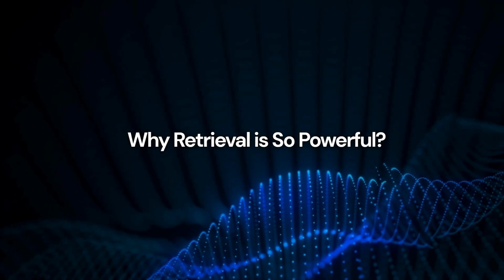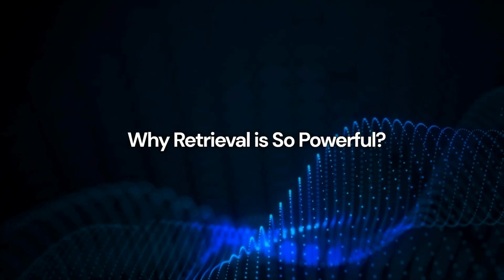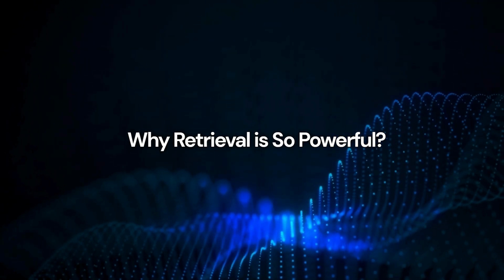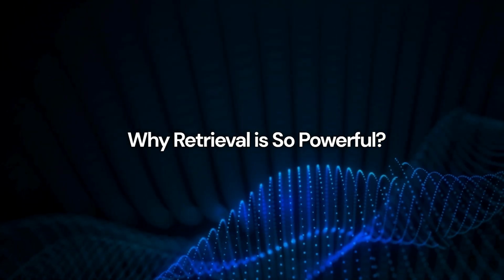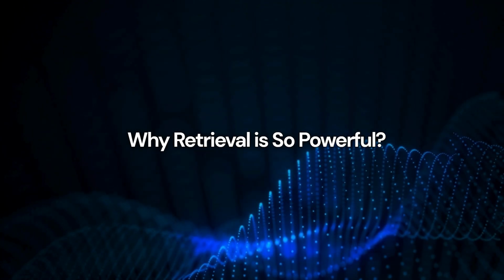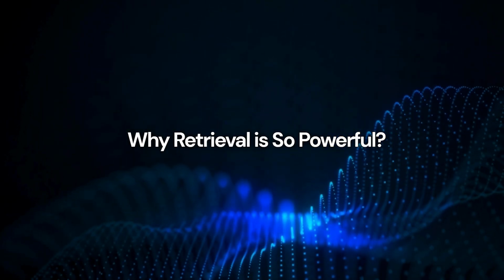Why retrieval is so powerful: without retrieval, the model guesses. With retrieval, the model answers using real information. This reduces hallucination significantly, and the model no longer relies purely on memory. Instead, it references actual documents. That's one of the biggest advantages of RAG.